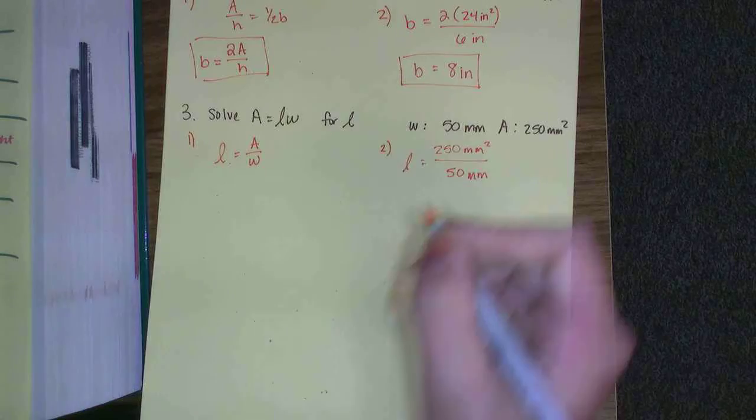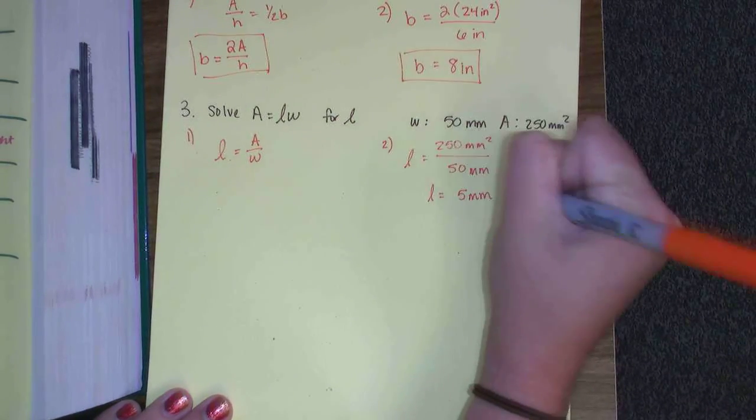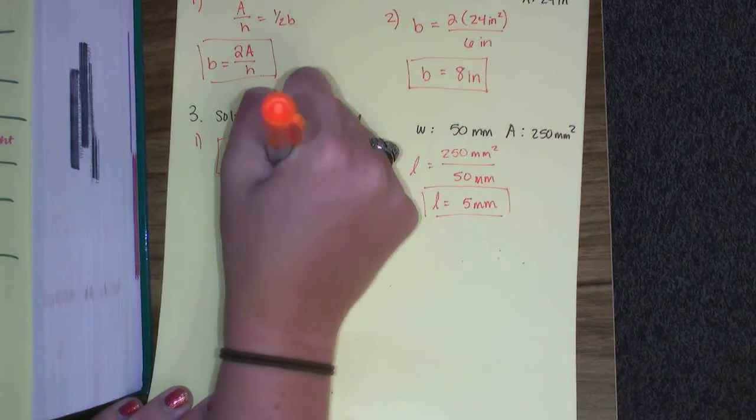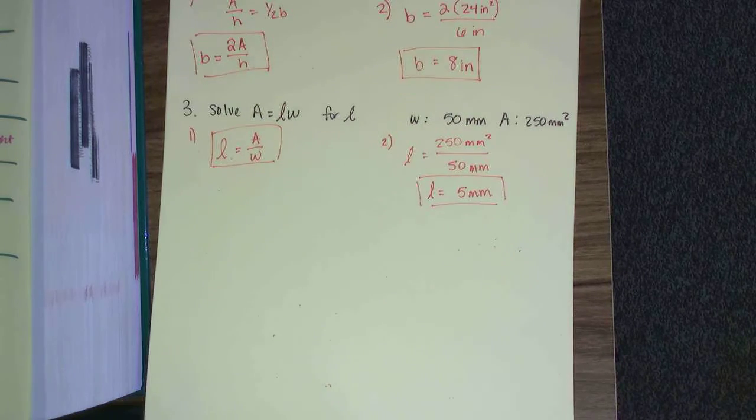It's 5. Okay, so the answer is 5 millimeters. So the two things you're looking for: solve for the variable, and then the answer with everything plugged in.